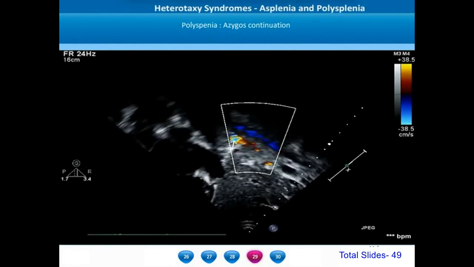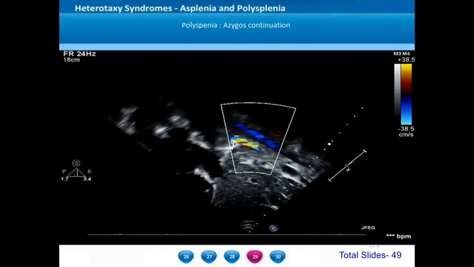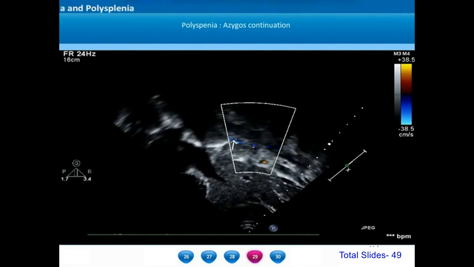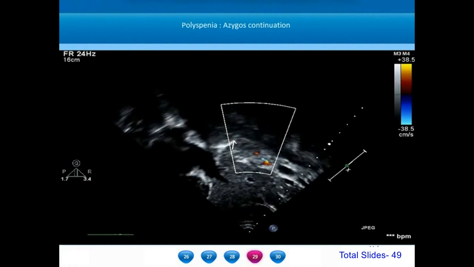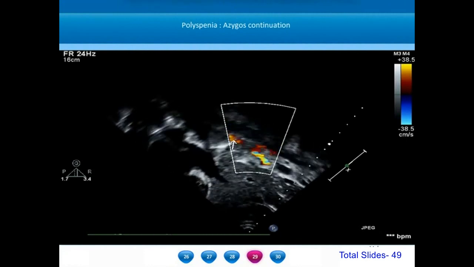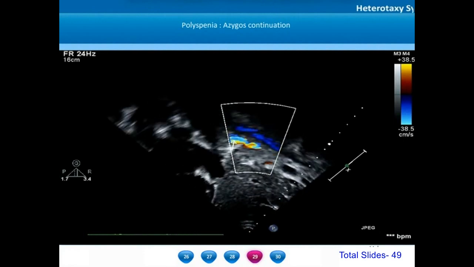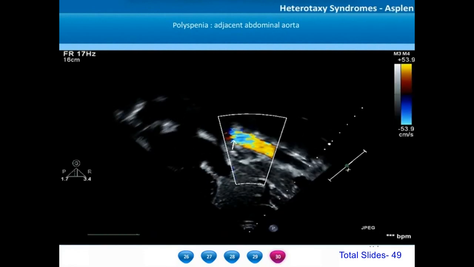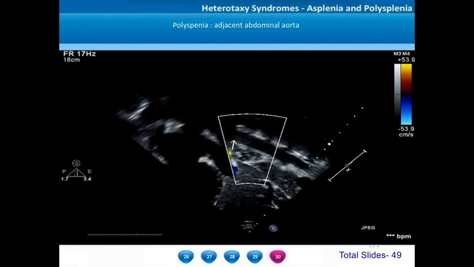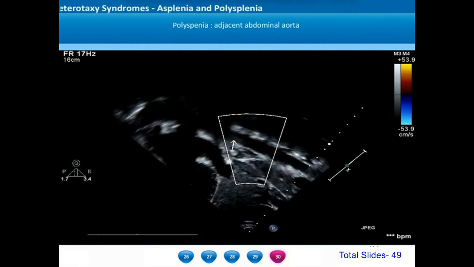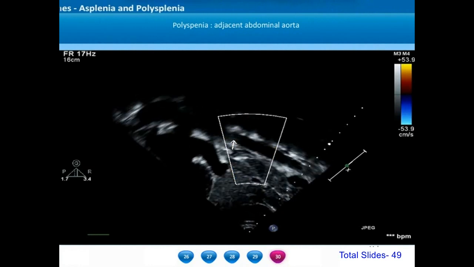On a long axis sagittal sweep, in the subxiphoid view, we can appreciate the long venous channel in the right paravertebral gutter, which represents the azygos continuation of the inferior vena cava. The other parallel longitudinal channel which has a systolic pulsatile flow is the abdominal aorta.